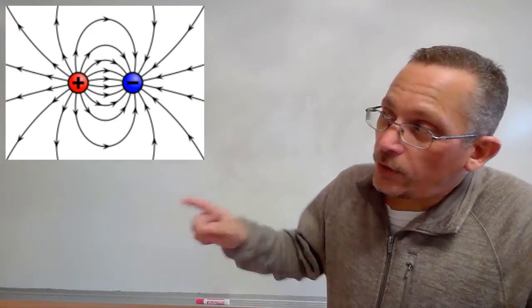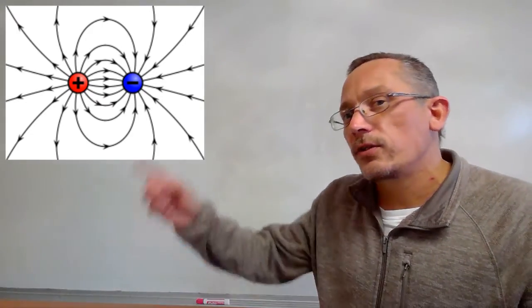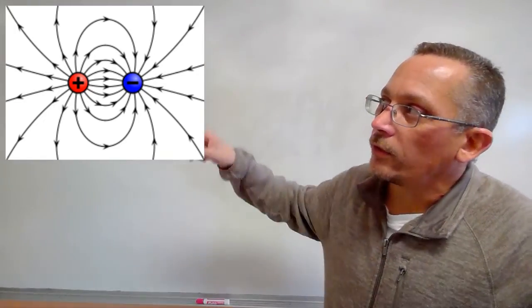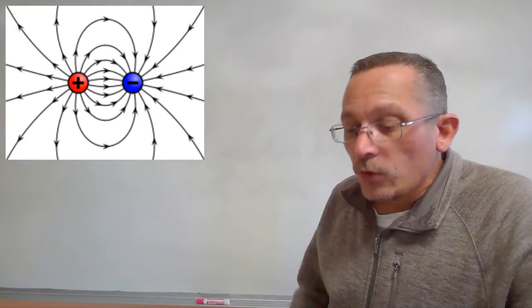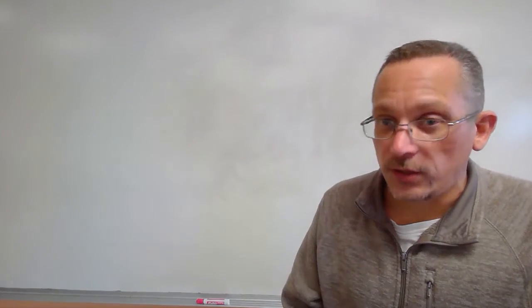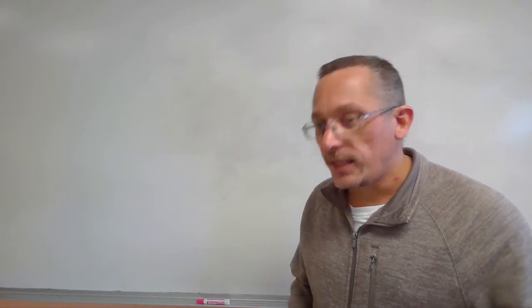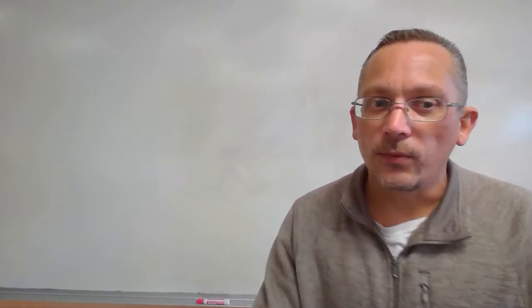So, you can look between the charges and the arrows go straight from the positive to the negative. And as you get further away, they make these bigger and bigger loops, right? We could also look at what it would look like between two similarly charged particles, between two positives or between two negatives. And I'll leave you to think about what that's going to look like.